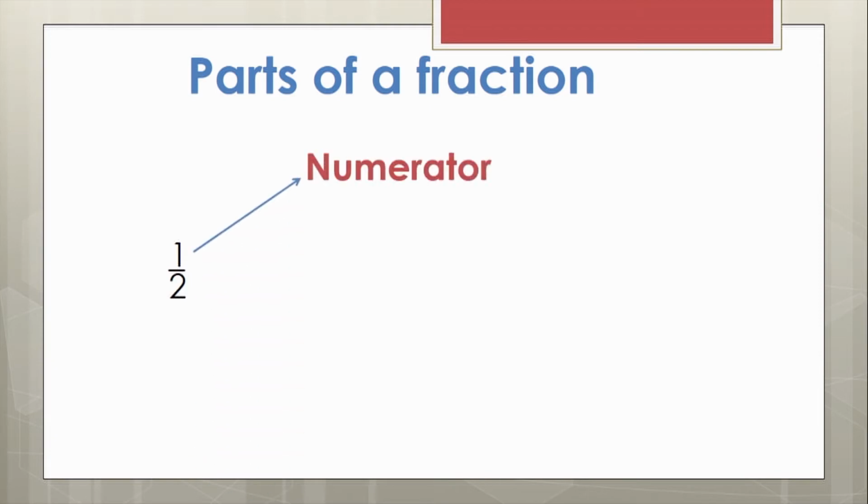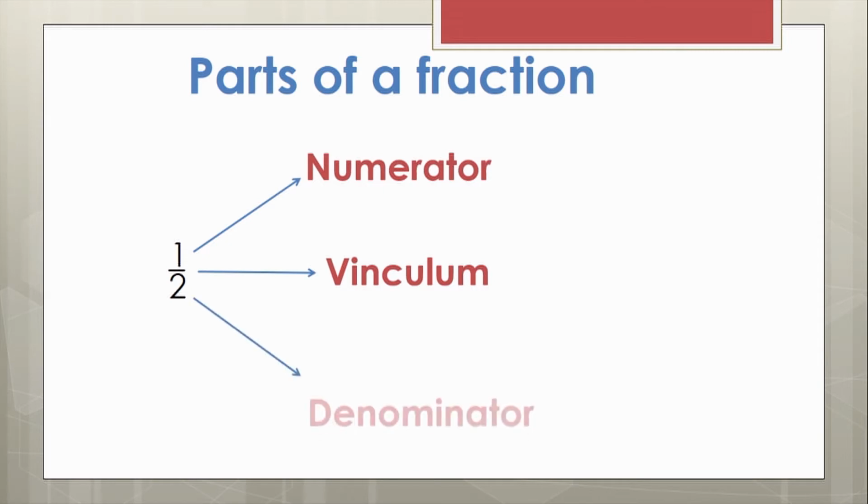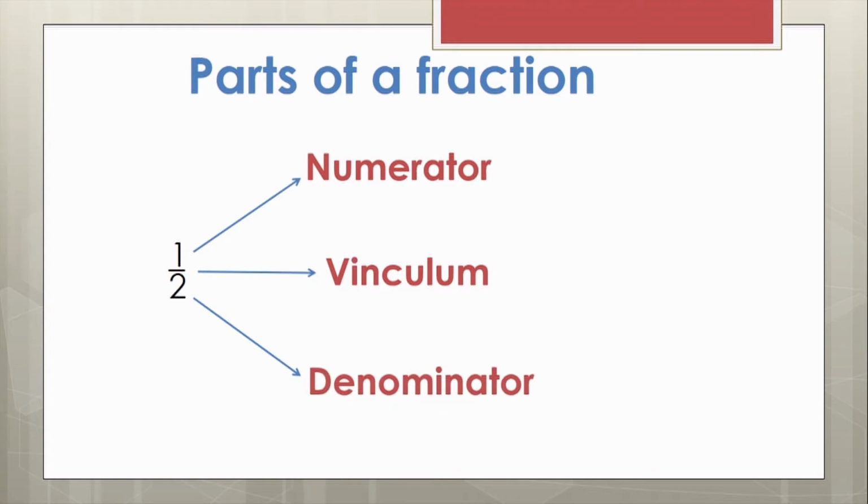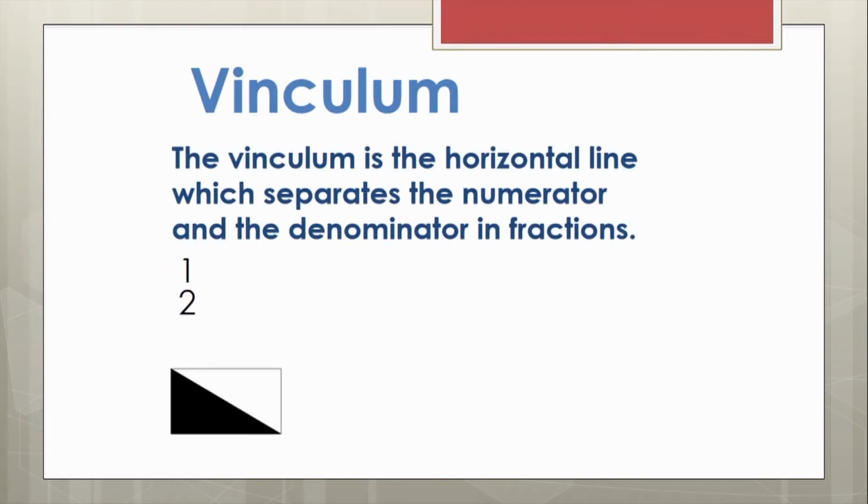So that 1 is called the numerator. Then you notice that line in the middle separating the numerator and the denominator. It is called the vinculum. And that number underneath is called the denominator. What is a vinculum? The vinculum is a horizontal line which separates the numerator and the denominator in fractions. So if you look at this fraction here, are you seeing the vinculum? Oh, there it is. So that line is the vinculum.